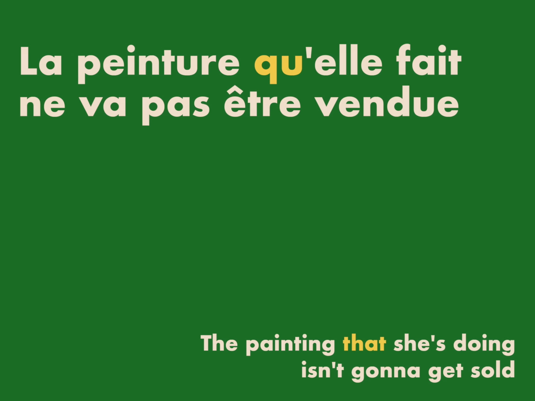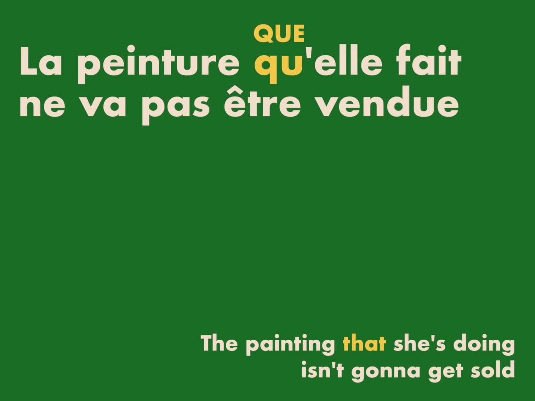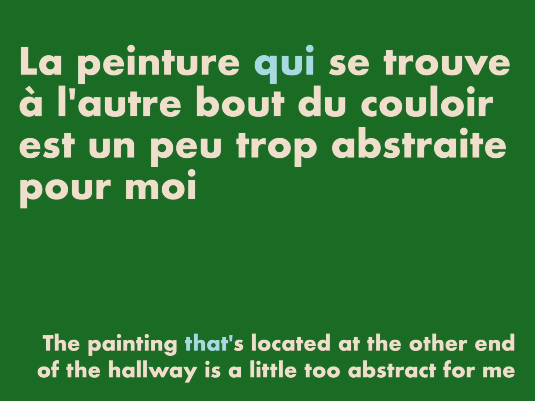Sometimes you'll have sentences like this. La peinture qu'elle fait ne va pas être vendue. Like, the painting that she's doing is not gonna be sold, like, that shit looks bad, okay? Like my paintings. That qu'elle, just know that it's actually que elle, but you do the little apostrophe, smush it together, because you don't need que elle. It's hard to say. Qu'elle. And why is it que? Because she's doing the painting. The painting that she's doing isn't gonna be sold, because it's horrible. But if the painting's doing the thing in the sentence, la peinture qui se trouve à l'autre bout du couloir est un peu trop abstraite pour moi.